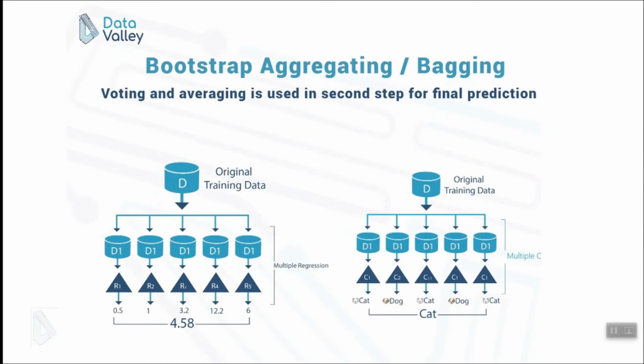We can see from this graph that the second step when building a bagging ensemble learning system is pretty similar to the voting and averaging techniques illustrated earlier. The graph to the left, here we have a regression problem. We have trained multiple regressors, then we average the final result and we got 4.58. The graph on the right, we have trained multiple classification models, then we have the majority vote, that is 3 cats versus 2 dogs, so the final prediction is cat.